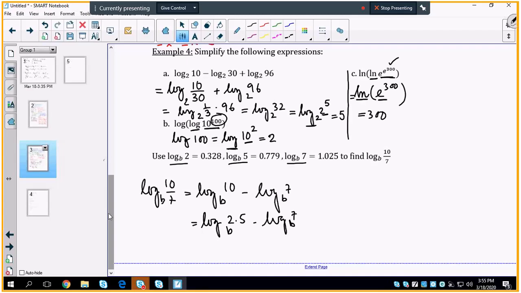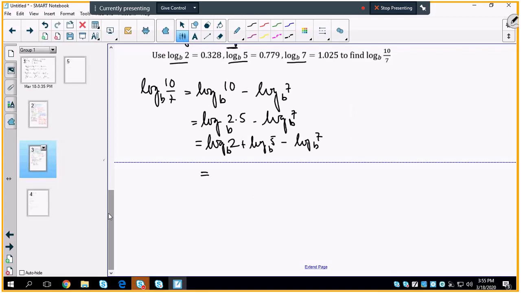So I will do product rule now on 2 times 5. So I will get log of the first one plus log of the second one, both with respect to base b, and minus log of 7 to the base b was already there. And you know all three of these values. So the first one, log of 2 to the base b is 0.328. I add log of 5 to the base b, which is 0.779. And then I subtract log of 7 to the base b, which is 1.025.